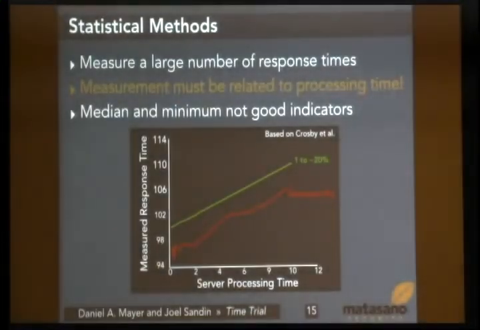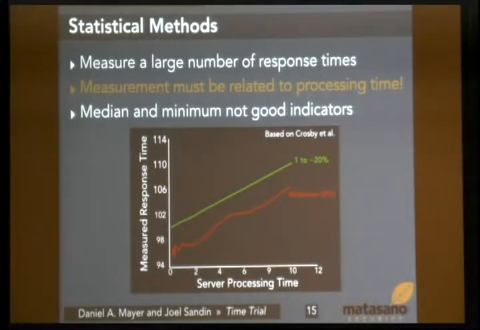So you can plot this minimum response time and see how it behaves as a function of server processing time. The red line in this graph is the minimum response time taken from many samples for each point on that line as processing time increases. And it looks pretty good. It's increasing as server processing time increases. So that's a good correlation, but it's still a noisy correlation, which is a little bit surprising.